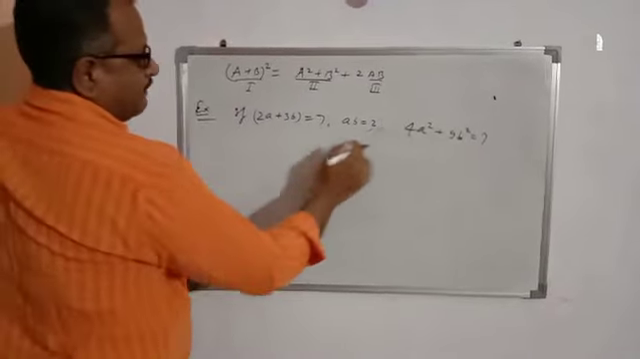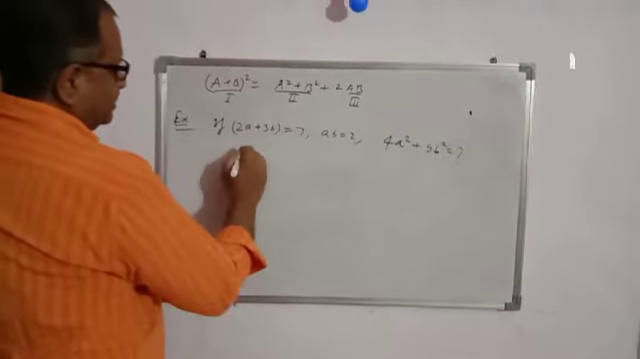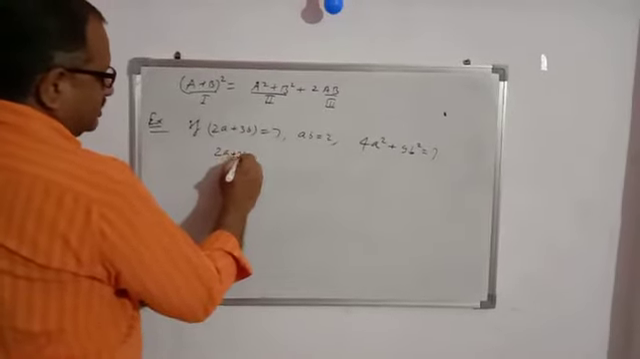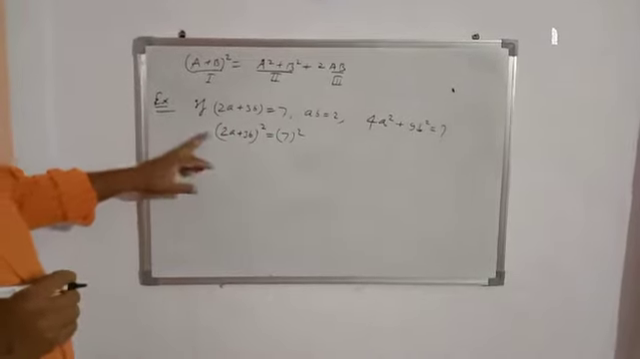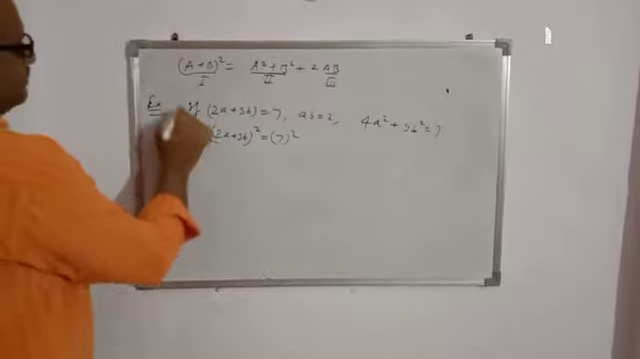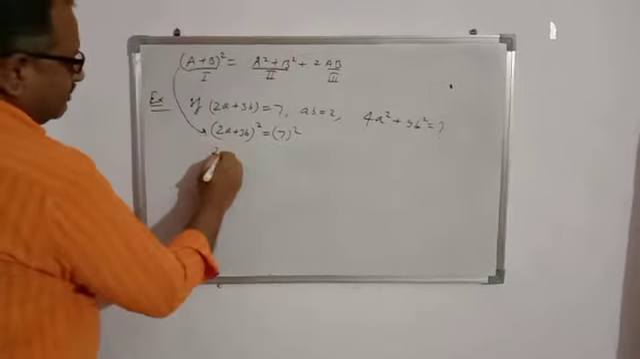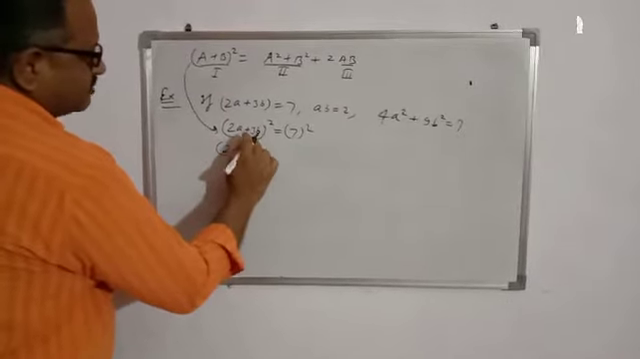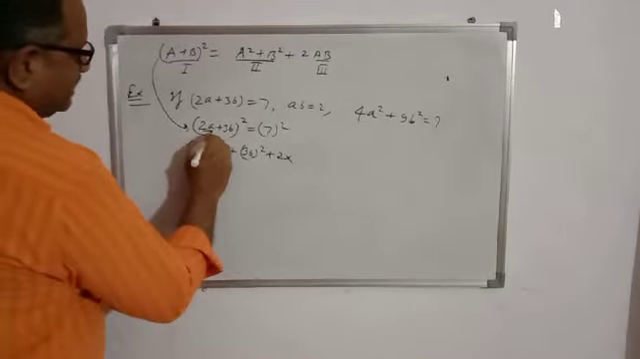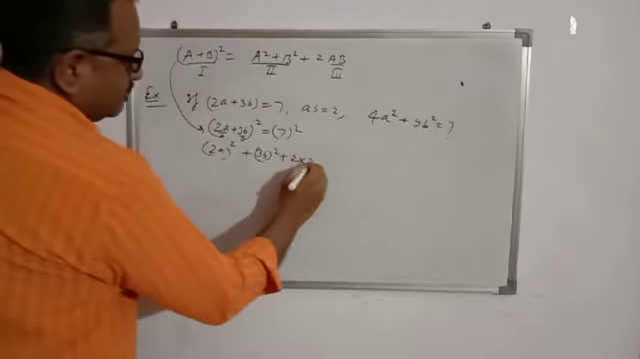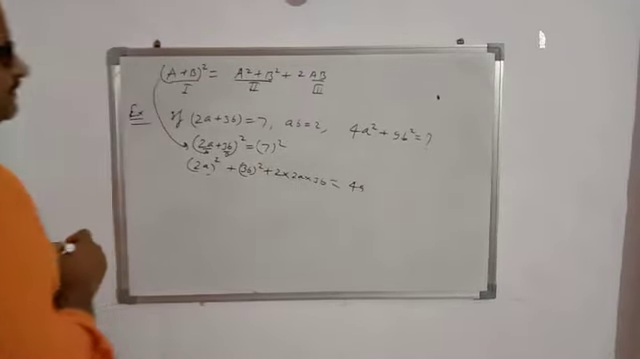To get the square of 2a and 3b, we will take the square on both the sides. So squaring on both the sides, (2a plus 3b) whole square is equal to 7 square. Here we will apply this formula, (a plus b) whole square equals a square plus b square plus 2ab. A is 2a, b is 3b, so (2a) square plus (3b) square plus 2 into 2a into 3b. The right side, 7 square, is 49.